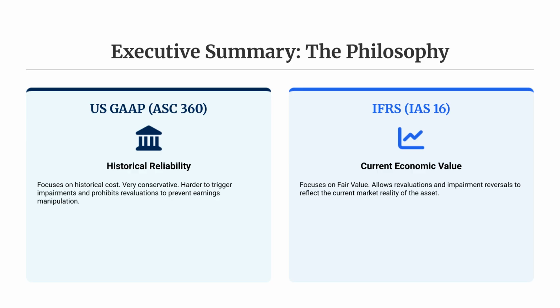Let's start with the underlying philosophy. US GAAP, found in ASC 360, focuses on historical reliability. It is conservative. It hates volatility. Its goal is to stick to the original transaction price whenever possible. IFRS, specifically IAS 16, focuses on current economic value. It wants the balance sheet to reflect what the asset is worth today, not what you paid for it 20 years ago. Keep this philosophy in mind because it explains every rule we are about to discuss.